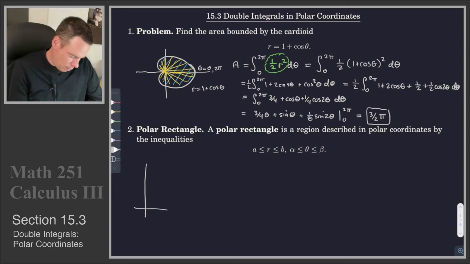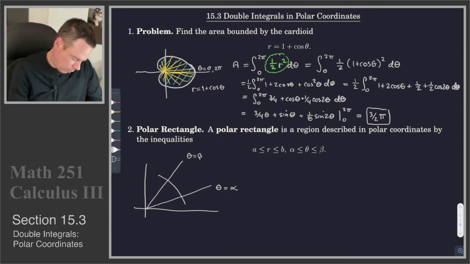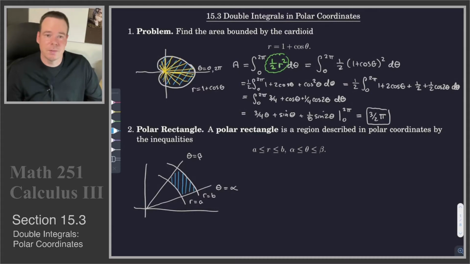So what is a polar rectangle? Well, just like a rectangle in Cartesian coordinates, a polar rectangle is going to be trapped between two constant theta values. So let's say theta is equal to alpha and theta is equal to beta. And it's also going to be trapped between two constant r values. So we'll say r is equal to a and r is equal to b. So there's our polar rectangle. It's like the crust of a slice of pizza, if you want to think of it that way.